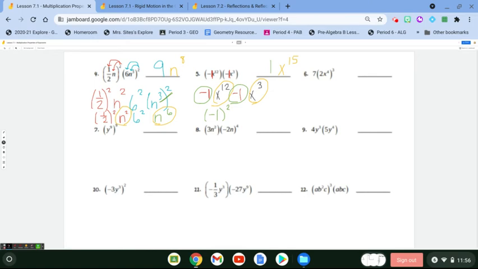So anytime that you have a negative sign that's in front of an x, you can squeeze a 1 in front of it to make it a -1 to make the problem a little simpler.